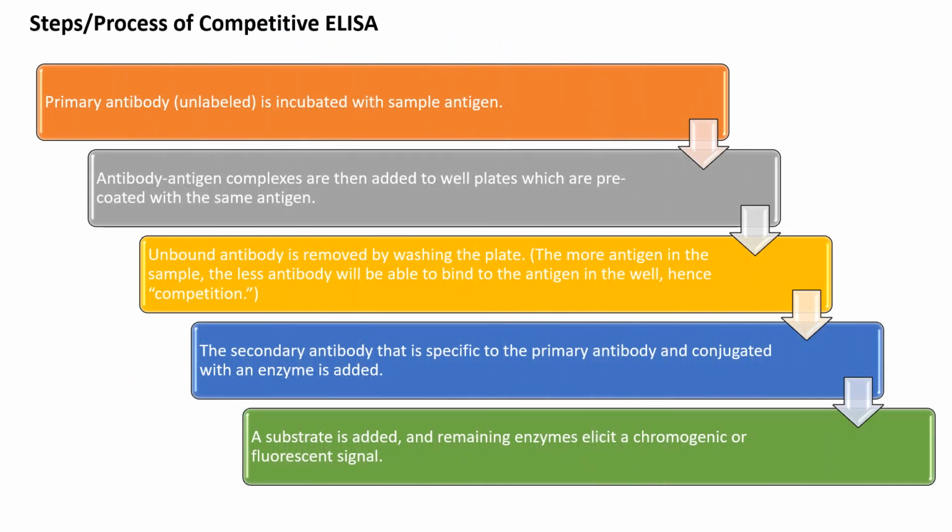What is the process of competitive ELISA? The primary antibody, which is unlabeled, is incubated with the sample antigen. Then there will be formation of antigen-antibody complex, which is added to the well plates that are pre-coated with this antigen. Now unbound antibody is removed by washing the plate. The secondary antibody that is specific to the primary antibody and conjugated with enzyme is added. A substrate is added and the remaining enzyme elicits a chromogenic or fluorescent signal.